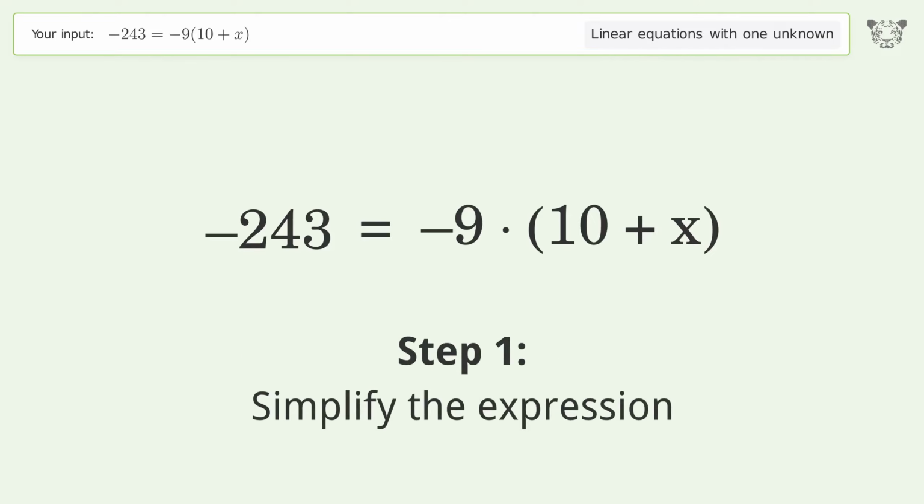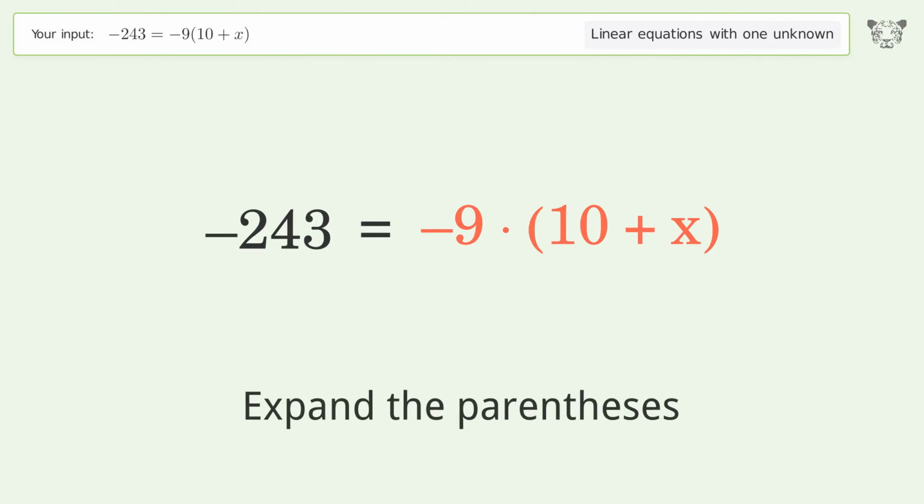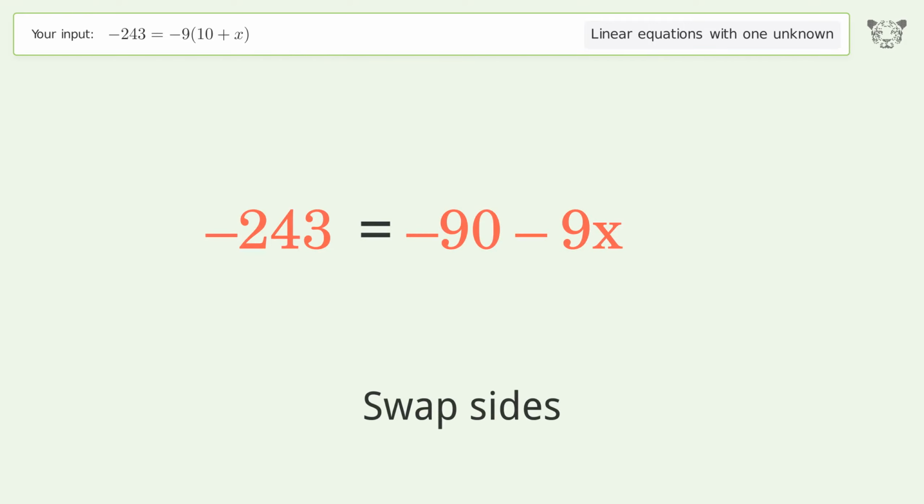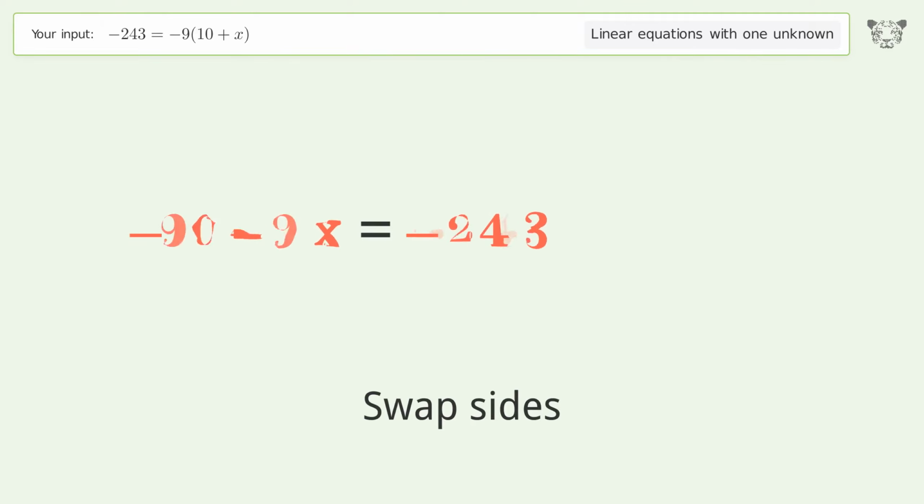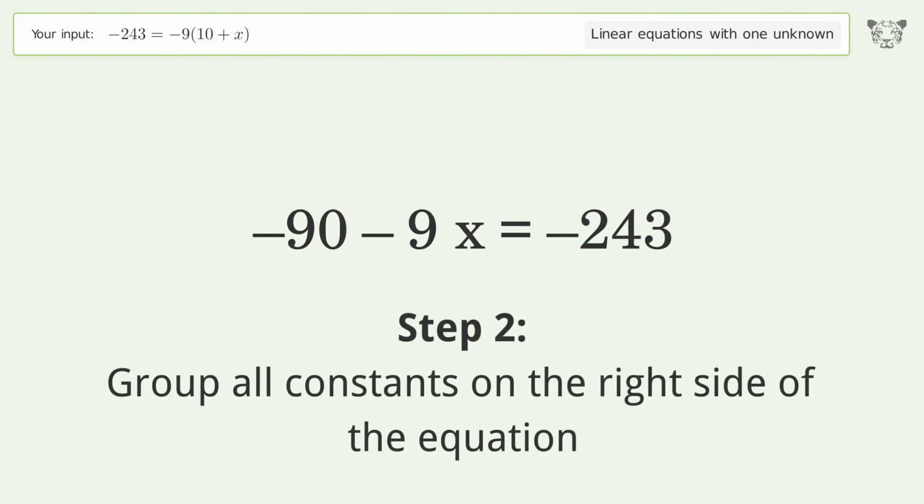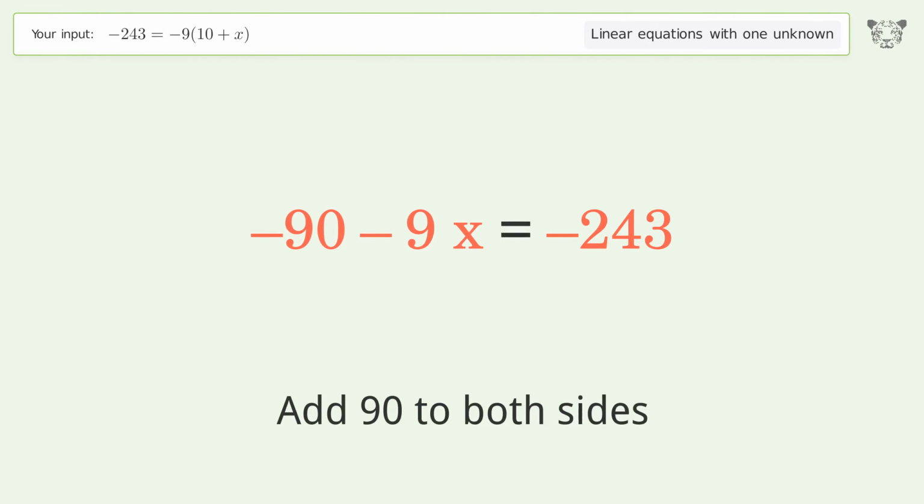Simplify the expression. Expand the parentheses. Simplify the arithmetic. Swap sides. Group all constants on the right side of the equation. Add 90 to both sides.